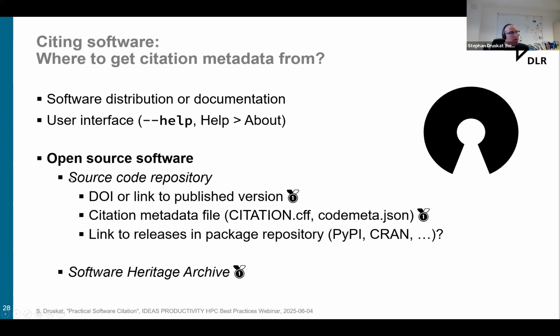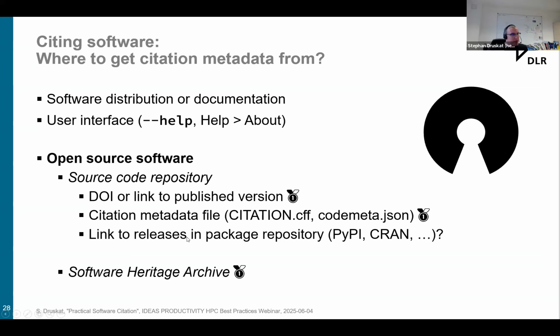So if you go to the source code repository, if you know about the source code repository, if you find a DOI or any sort of link to a published version, then go there, use the metadata supplied with that published version, and you'll be fine. Also, citation metadata files, like I said, are fine. So citation.cff, codemeta.json, or even .zenodo.json are very likely to contain a better version of the metadata than you may be able to guess.